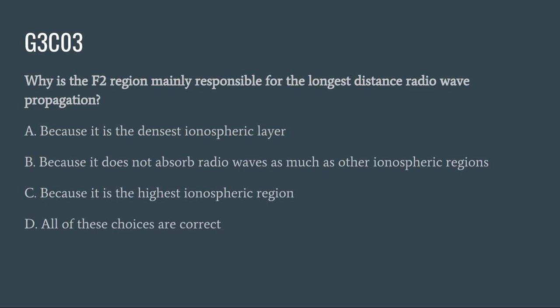G3C03, why is the F2 region mainly responsible for the longest distance radio wave propagation? A, because it is the densest ionospheric layer. B, because it does not absorb radio waves as much as other ionospheric regions. C, because it is the highest ionospheric region. Or D, all of these choices are correct. Correct answer is C, because it is the highest ionospheric region.